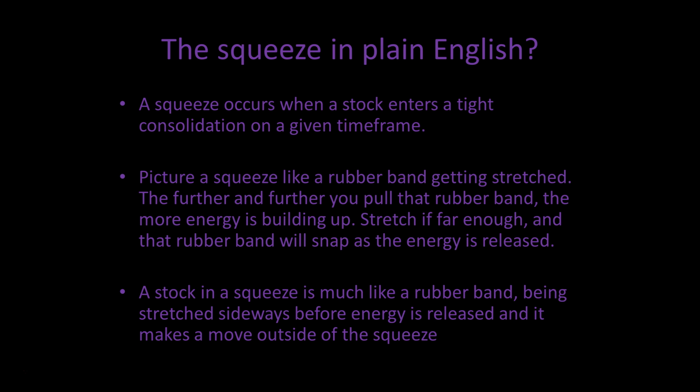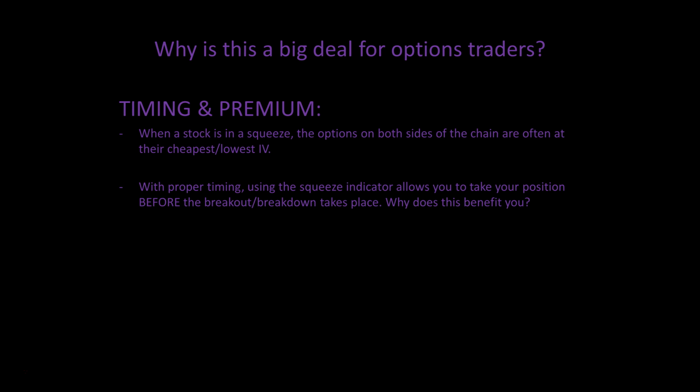Right? The further and further you pull a rubber band, the more and more energy is getting pent up. You stretch it far enough, that energy is going to get released as that rubber band snaps in half. A stock in a squeeze, guys, is much like that rubber band. When it's in that consolidation, it is getting stretched out and all that energy is being pent up. What we're looking for is to play that move once the energy gets released and that stock breaks out of that squeeze, breaks out of that consolidation, whether it be to the upside or to the downside.